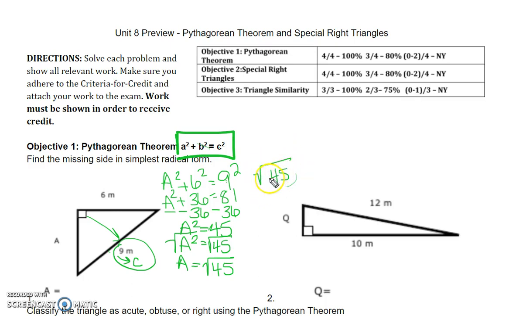I'm going to take 45, and I'm going to use the ladder method. I'm going to see if I can divide by my smallest prime number, which is 2, which I cannot, so my next prime number is 3. I can divide by 3, I get 15. I can divide by 3 again, I get 5. I can divide by 5, and I get 1. When I get down to 1, that means I'm done.